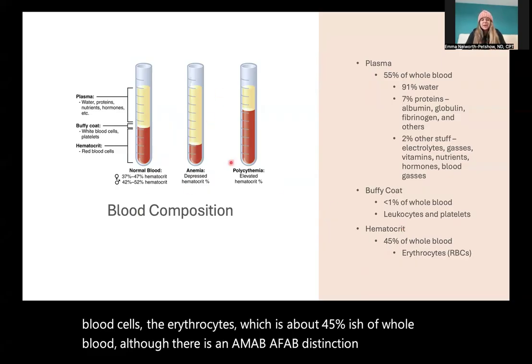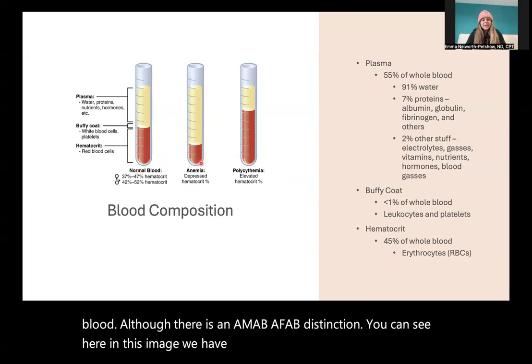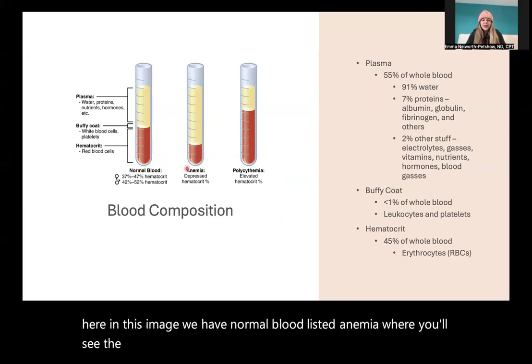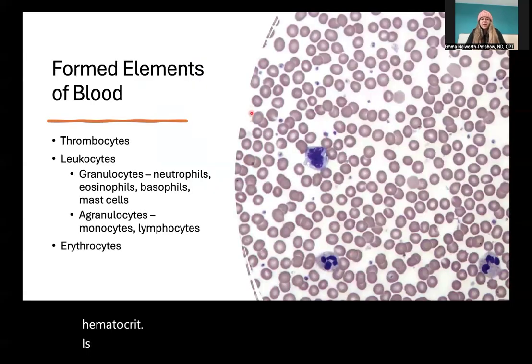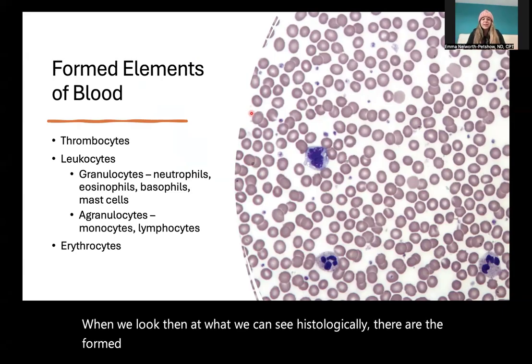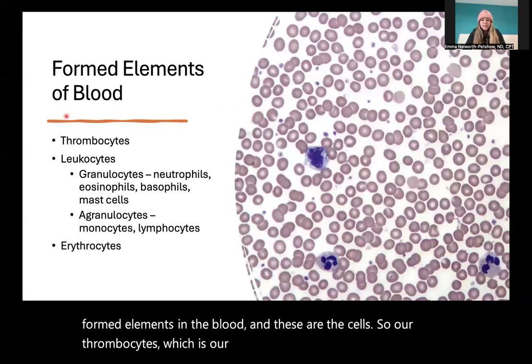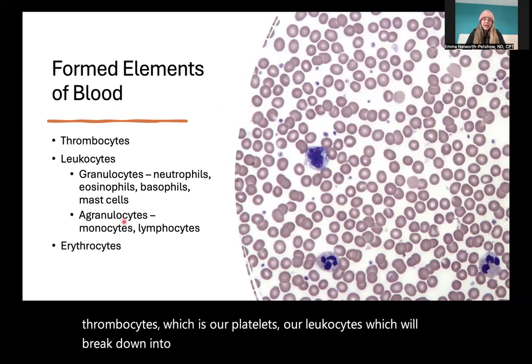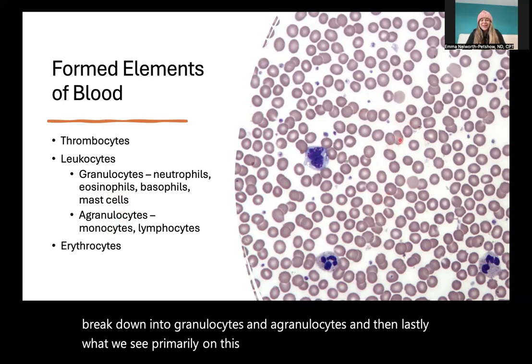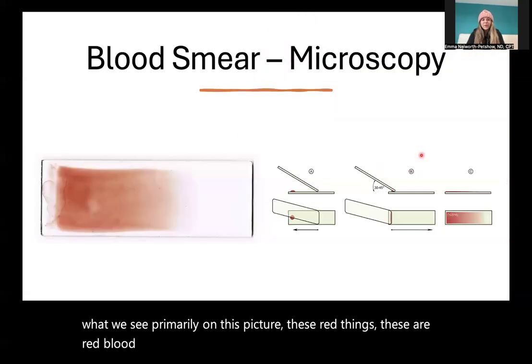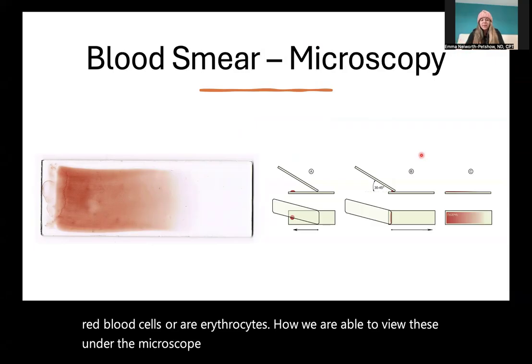You can see here in this image, we have normal blood listed, anemia, where you'll see the hematocrit is depressed, or polycythemia, where the hematocrit is elevated. When we look then at what we can see histologically, there are the formed elements in the blood, and these are the cells. So our thrombocytes, which is our platelets, our leukocytes, which will break down into granulocytes and agranulocytes. And then lastly, what we see primarily on this picture, these red things, these are our red blood cells, or our erythrocytes.